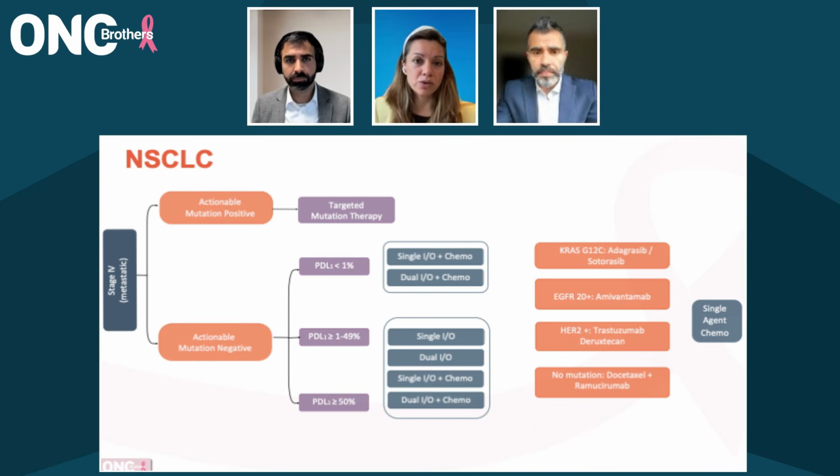You could go with the KEYNOTE-189 regimen, which is carboplatin, pemetrexed, and pembrolizumab. Or you could go with the KEYNOTE-407 regimen if you have squamous cell histology, which is carboplatin, Abraxane, or Taxol plus pembrolizumab. Or you could go with what we affectionately know as the quad, which is carboplatin, paclitaxel, bevacizumab, and atezolizumab. There's also carboplatin, paclitaxel, Nivo-Ipi as well, which we can get into, but that wouldn't be my first choice here.